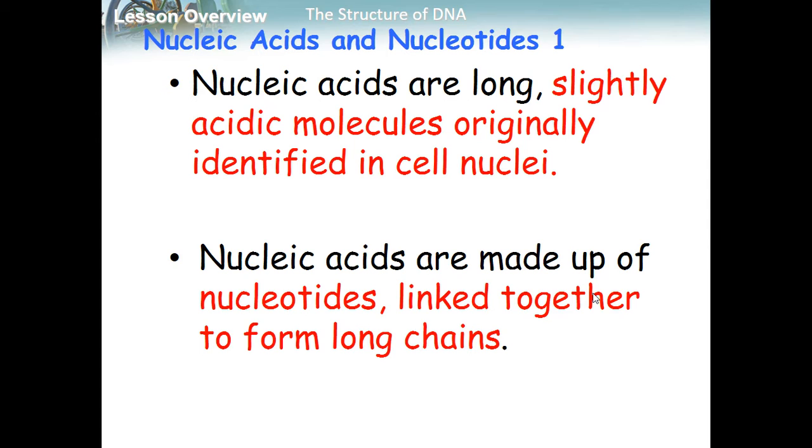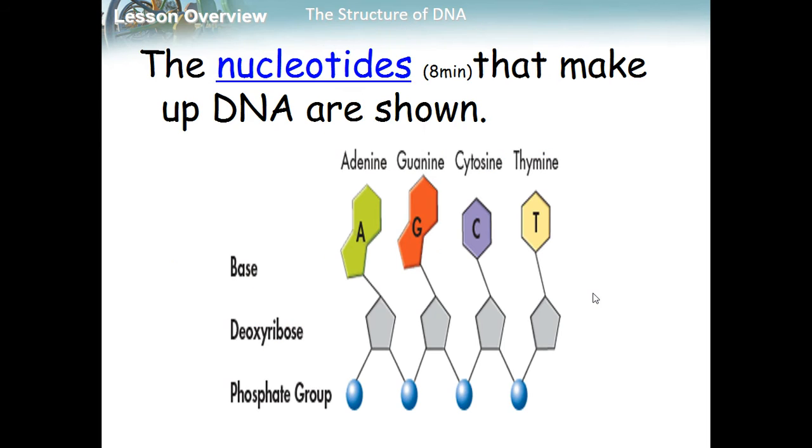So similar to when we were talking about proteins, the building blocks of proteins were amino acids, and these amino acids all linked together to make a protein. In nucleic acids, these specific nucleotides all linked together. Each nucleotide is one link in the chain, and they make up our nucleic acids, which makes up our DNA.